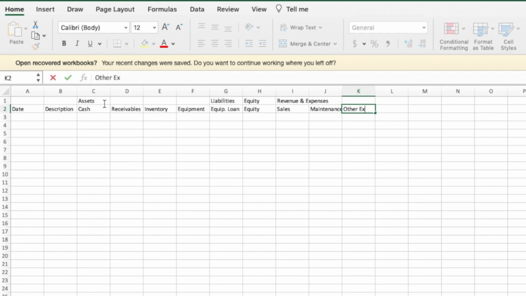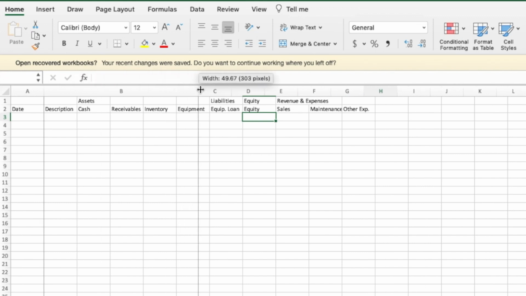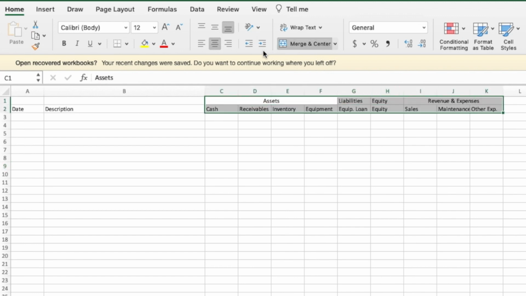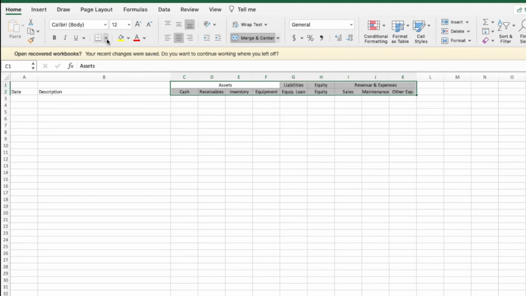So give room for the description. Spread everything out. We'll center the assets over. Just merge those cells so that it kind of centers out over those areas. And then let's put some other formatting up here. We'll center across the area and then put a line under the cells. So that sets it apart a little bit. I'll also put a line under date and description as well.